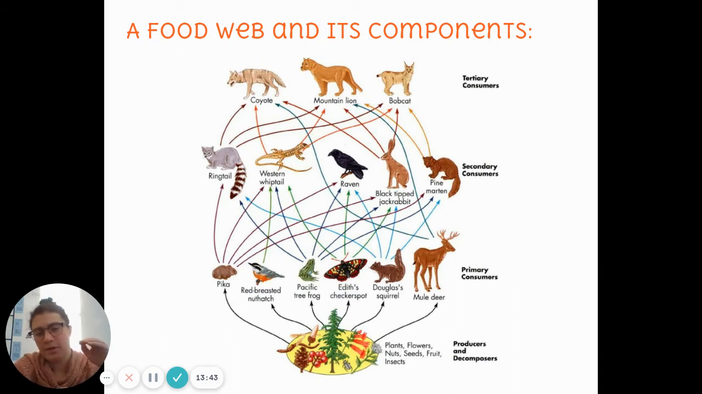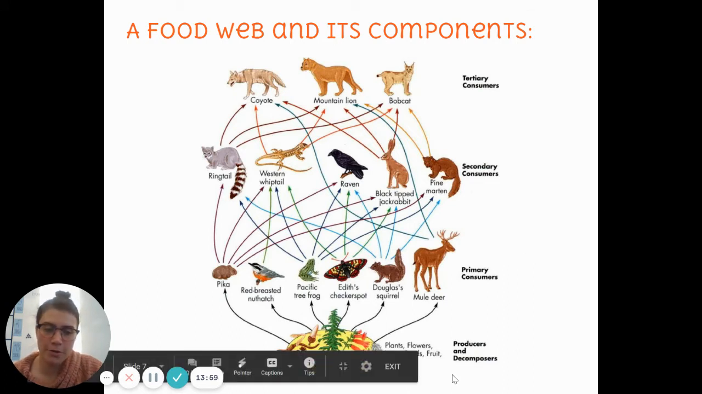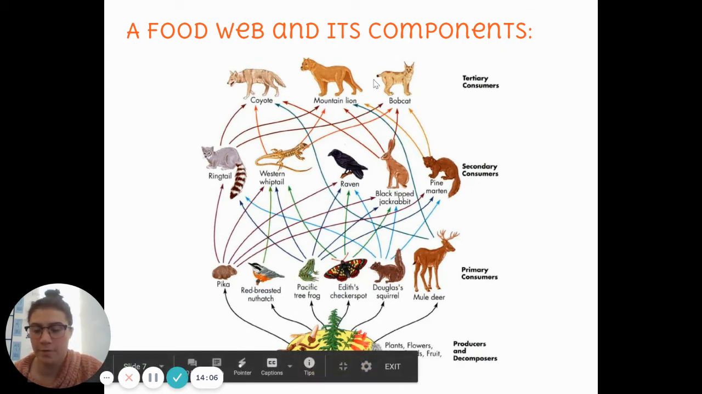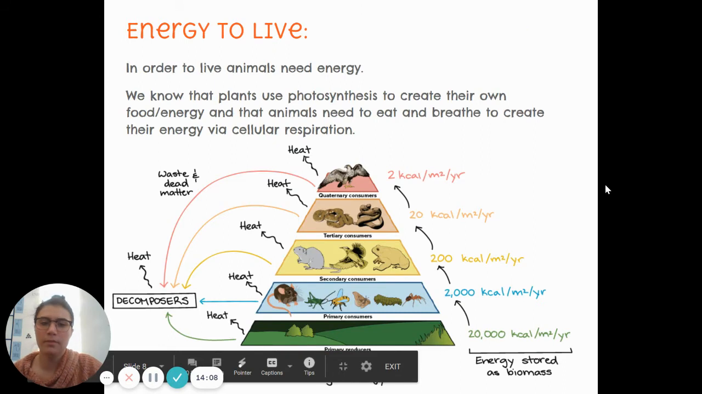So we know that a fir tree doesn't just get eaten by a Pacific tree frog, which doesn't just get eaten by a raven, which doesn't just get eaten by a coyote, let's say. So there are multiple things that multiple things can eat, if that makes sense. Okay, and so it shows our producers, our primary, our secondary, and our tertiary yet again. This is just a little bit more complicated of a way to explain it.